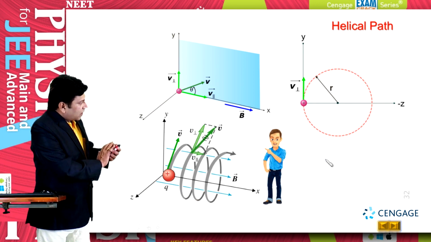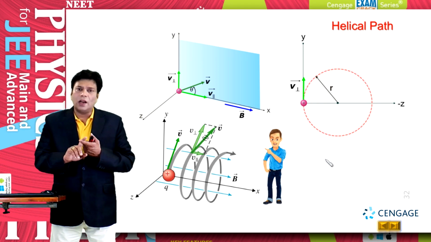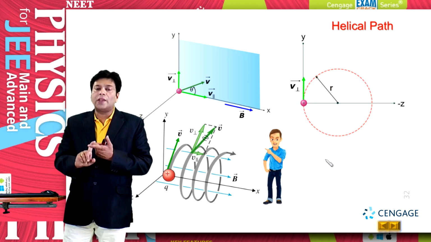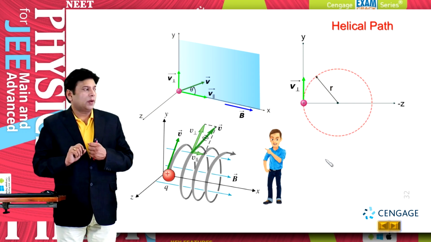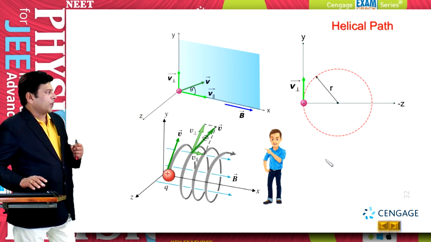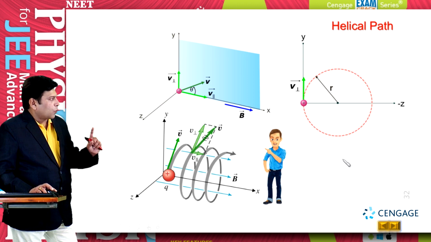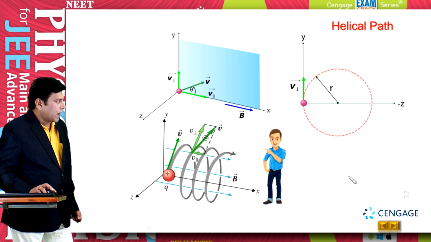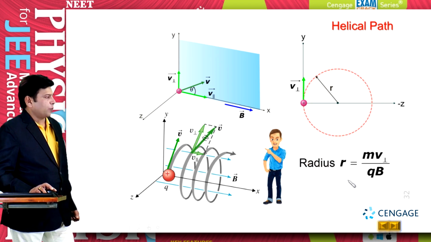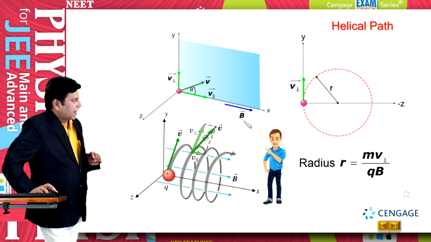Now let us calculate the radius of this circular path. We know when a charged particle moves normal to the magnetic field, the radius of the circular path is equal to mv divided by qB. But here in place of v, this quantity is v perpendicular. That means we need to substitute v perpendicular in place of v. So the radius of this circular path is equal to m v perpendicular divided by qB. This is the radius of the circular path. Now let us make this diagram again.